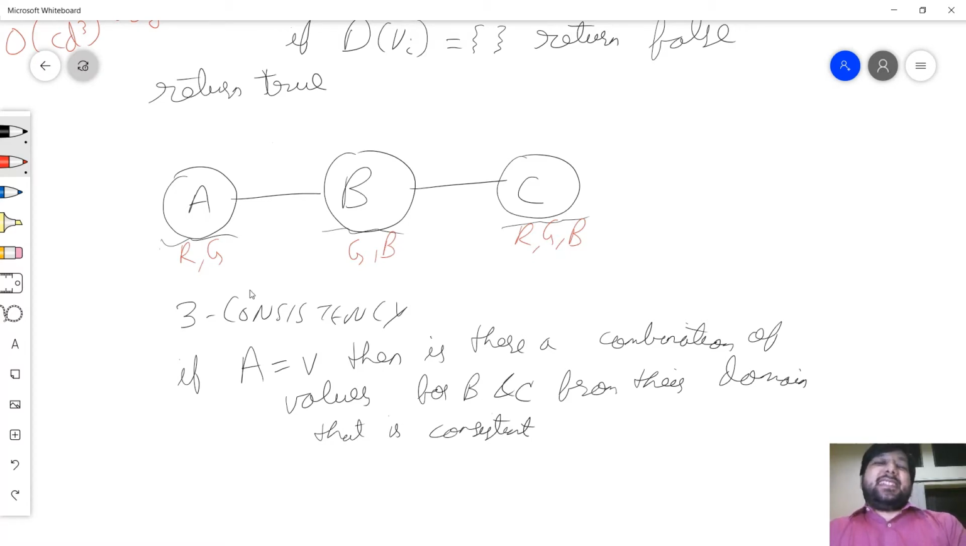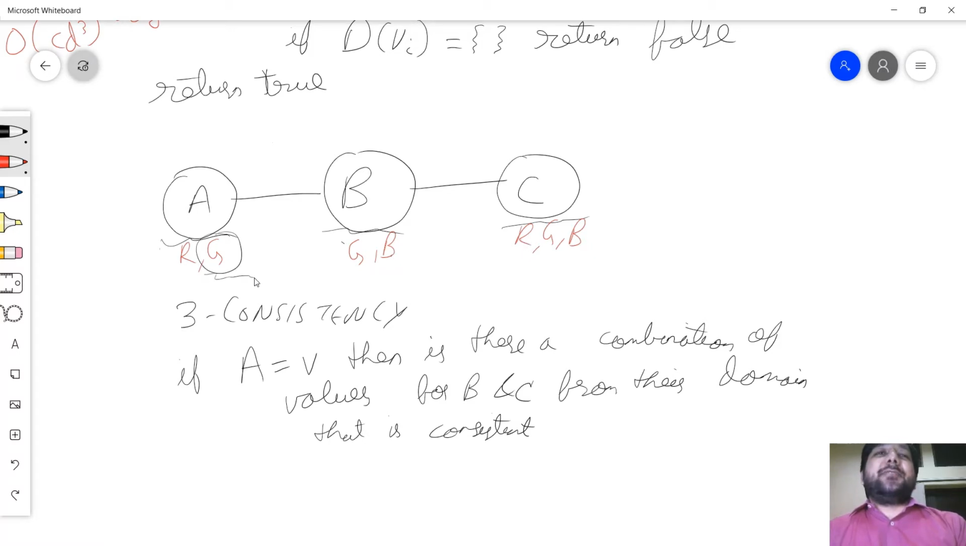So let's do it intuitively. If A takes R, is there a value for B and C? Yes, one can take B, the other can take G. On the other hand, if A takes a value of G, is there a combination of values possible? Yes, it could take B, it cannot take G, but it could still take R.